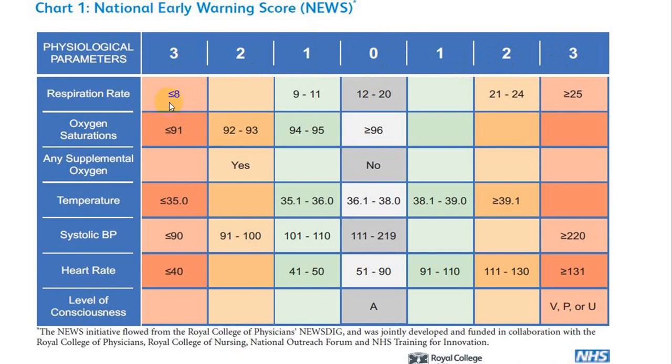So if the respiratory rate is low, you give 3. If it is 12 to 20, we give a 0 score. And if it is tachypnea, we give 3. So depending upon that, you give a score, and the higher the score, the more the chance of a warning sign. If the score is 0, the person is well and stable. Say the person's respiratory rate is 20, oxygen saturation is 96, he doesn't require any supplement, his temperature is normal, systolic blood pressure is normal, heart rate is normal, and he is fully conscious.